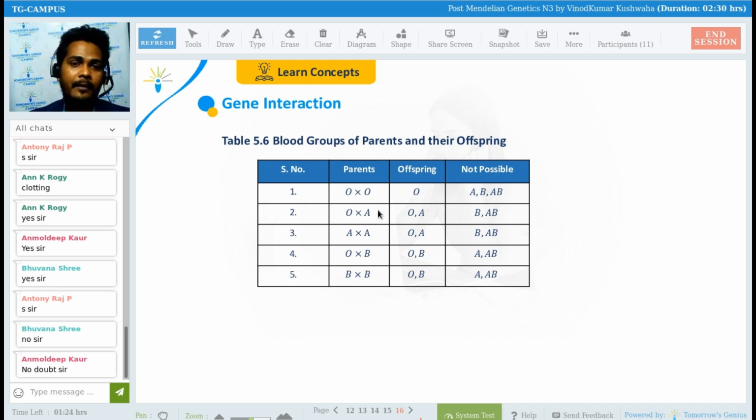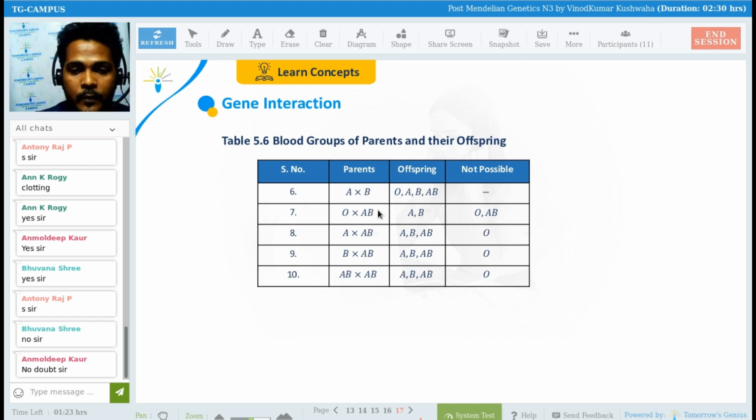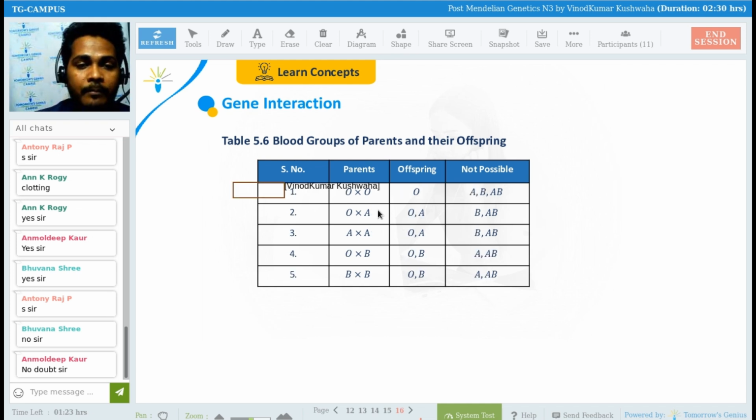When a man homozygous for blood group A marries a woman with blood group O, or vice versa, all their children will have blood group A, right? So how can we determine this? You can see here in this table, a total of 10 conditions are there. Let's try to understand them one by one.